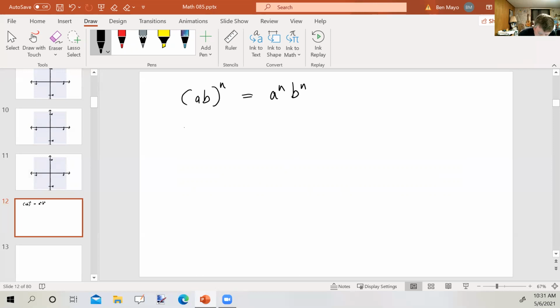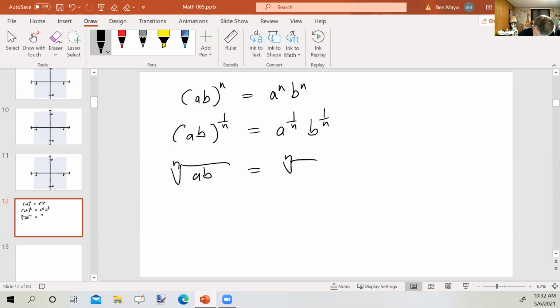We could expand this further and say, what if the exponent instead of n was 1 over n? Then we would get A to the 1 over n times B to the 1 over n. No big difference there. But what if we took that equation and rewrote it in radical form? Then what we would have is the nth root of the quantity AB equals the nth root of A times the nth root of B. What this is saying is that if we are taking a root of a product, we can write that as the product of the root of each factor.